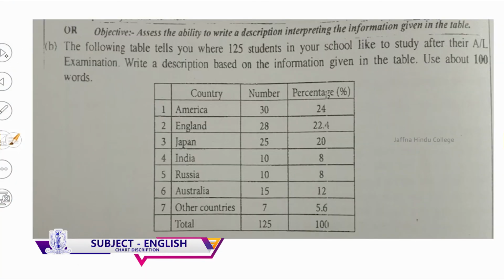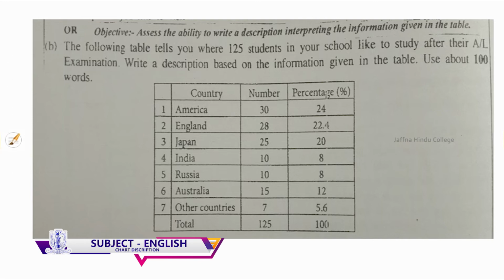Right? This is a past paper question in your GCE O-level examination. What does the table show you? The table tells you where 125 students in your school like to study after their A-level examination. Write a description based on the information given in the table. Use about 100 words.